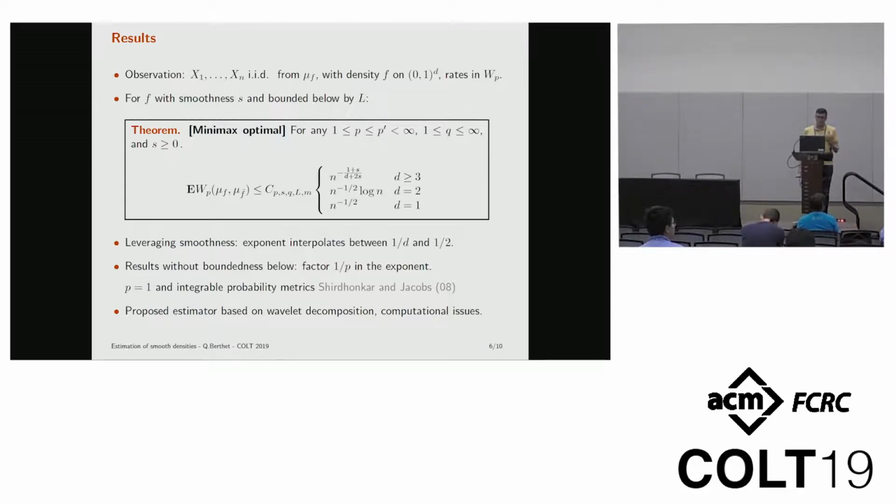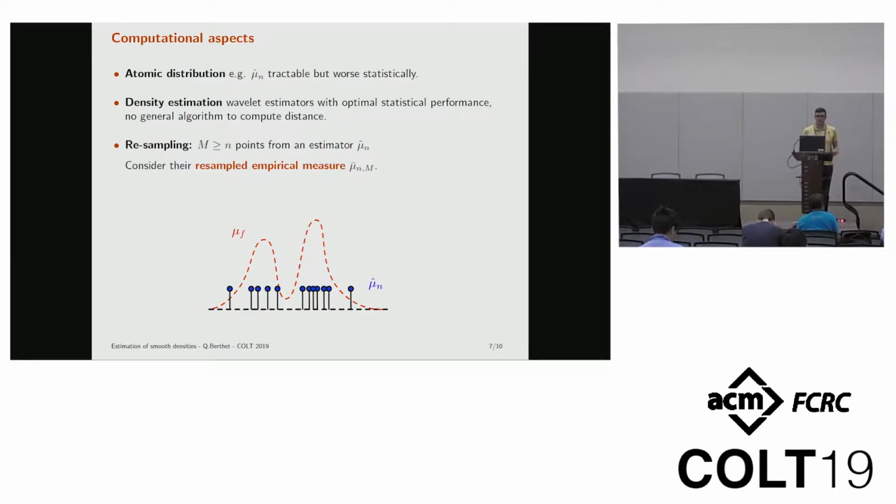However, one issue with our estimator is that it's based on a wavelet decomposition and then on a projection on the space of distributions, so it doesn't come with a nice representation to do computations with. And so now we have this sort of tension between, on one hand, these atomic distributions, like the empirical distribution, that give you nice tractable problems but are worse statistically, and density estimation with estimators that have optimal statistical performance, but no general algorithm to compute the distance or optimize it.